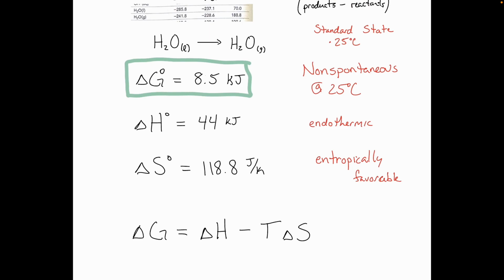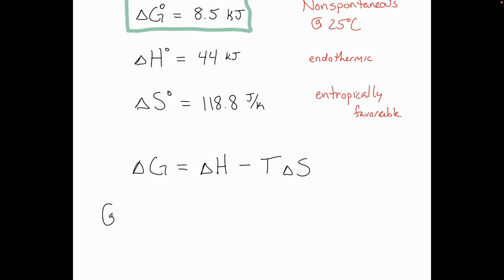Okay, so again, this reaction is non-spontaneous at 25 degrees Celsius, all right? But what's the boiling point of water in degrees Celsius? 100, right? So let's take it above that. Let's go ahead and do this calculation at 150 degrees Celsius and see what our delta G value is, okay?